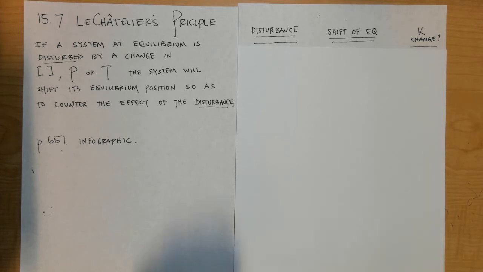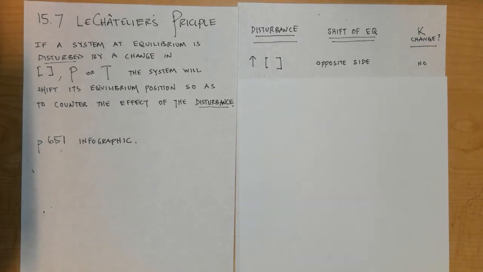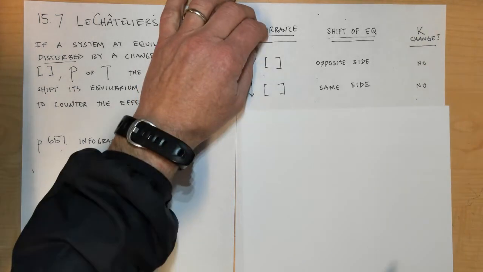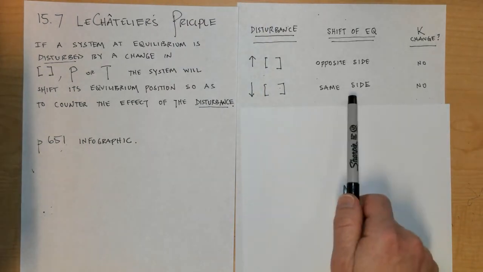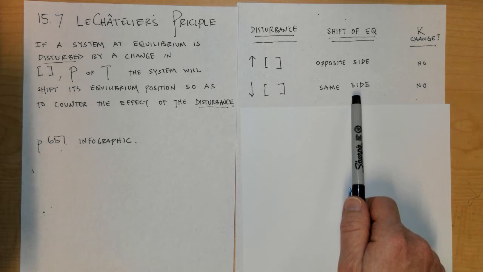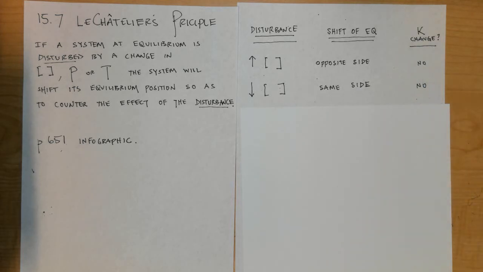Here are the disturbances. Disturbance number one: if you increase the concentration of a reactant or a product, you will force the equilibrium system to shift to the opposite side. There will not be a change in the numerical value of K. If you decrease the concentration of a reactant or a product, it will shift to that same side of the reaction. There will not be a change in the value of the equilibrium constant.